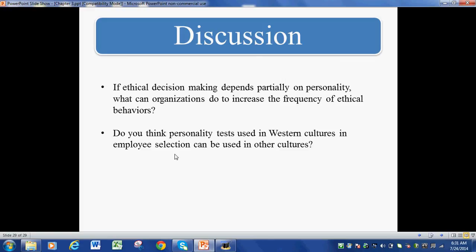So if ethical decision making depends partially on personality, what can organizations do to increase the frequency of ethical behaviors? You can have classes and courses that show people how they should make decisions and what they should do, and also give them somebody they can talk to outside of their manager or their manager's manager if they feel like they're in an unethical situation. And do you think personality tests used in Western cultures in employee selection can be used in other cultures? I'm sure they can be used in any culture. I think they work very well. Some companies use them, some companies don't, but I think they can be of huge benefit.